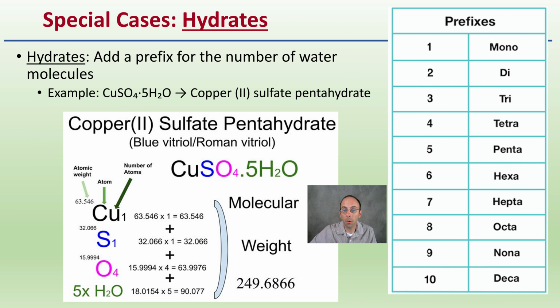Then we have hydrates. Our last special case we'll talk about in this video will be hydrates. You're adding a prefix for the number of water molecules. So CuSO4 times 5H2O would read as copper(II) sulfate pentahydrate. Copper is a transition metal, so we have to indicate its charge with the Roman numerals. Sulfate is a polyatomic ion with a known standard charge. And then we have 5 water molecules. So our prefixes come back into play. We're looking at pentahydrate. We'd look at di if it was 2, hex if it was 6, and so forth. So again, all of the naming follows these same basic rules.